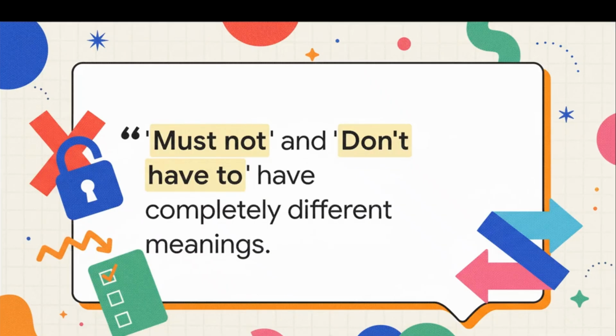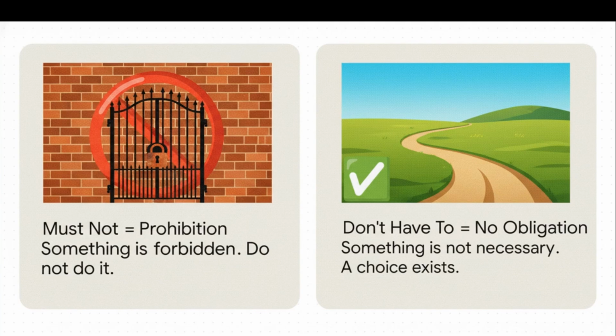Okay, I need you to lean in for this next part because this is probably the single biggest point of confusion with modals. It's about must not and don't have to. They look like they should be opposites, right? But they mean completely, totally different things. Getting this wrong can really change what you're trying to say. So let's break this down.